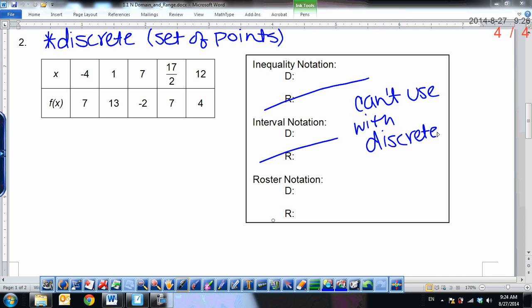Can I use roster? Yes. Roster really just means to list it out. So to do roster notation, we're going to list it out. Couple rules you want to remember. You always list in increasing order.